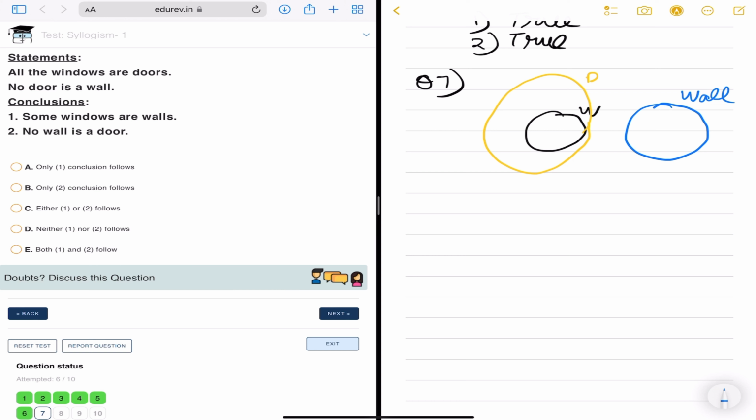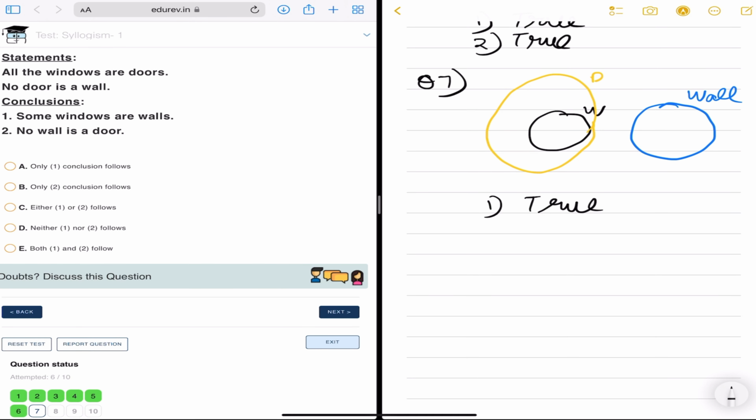Okay, great. So what are the conclusions? Our conclusion 1 here is some windows are walls. As we can clearly see from our diagram, some windows are not walls. Because some windows are not walls, the first statement is not true. So here the first conclusion is not true. The second is no wall is a door. Now let's look at conclusion number 2.